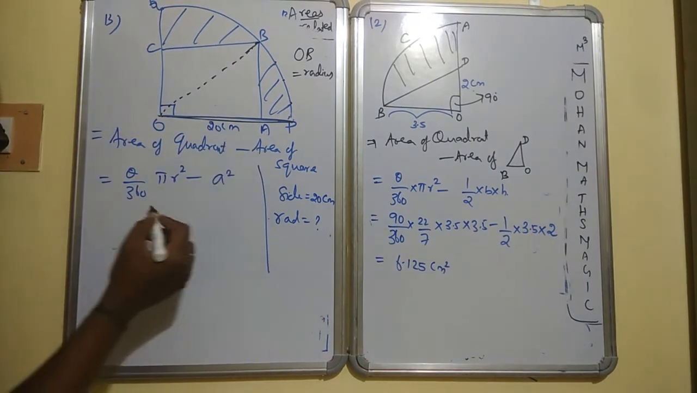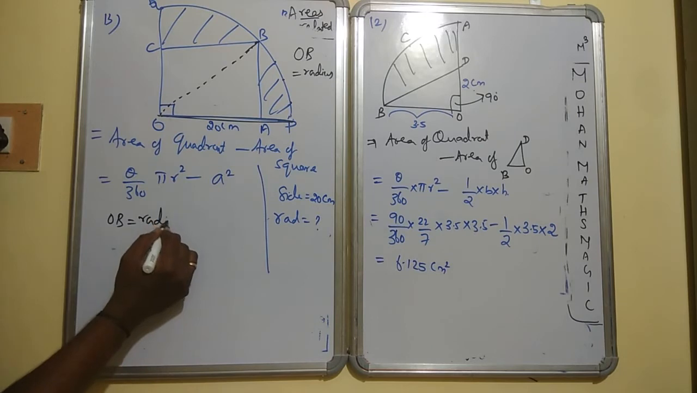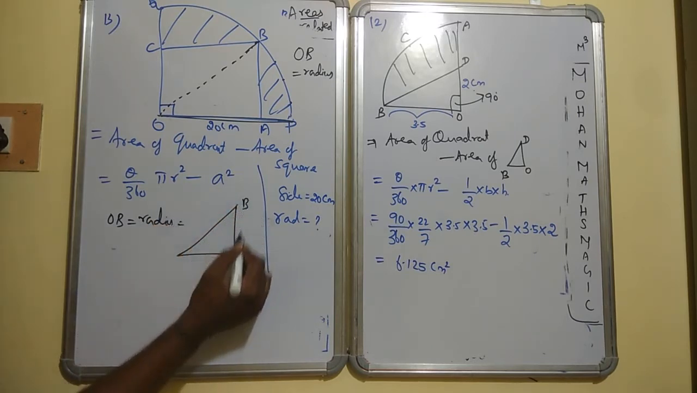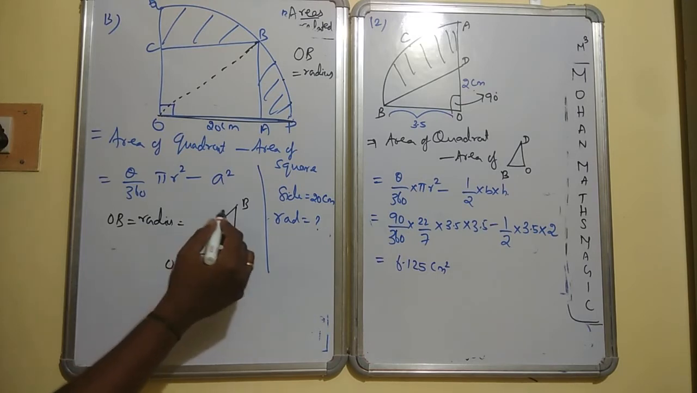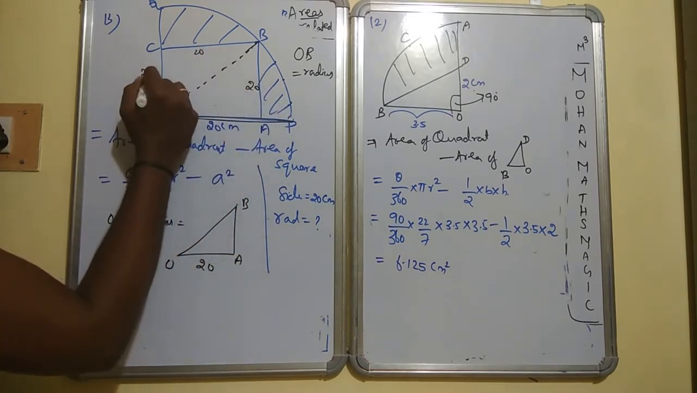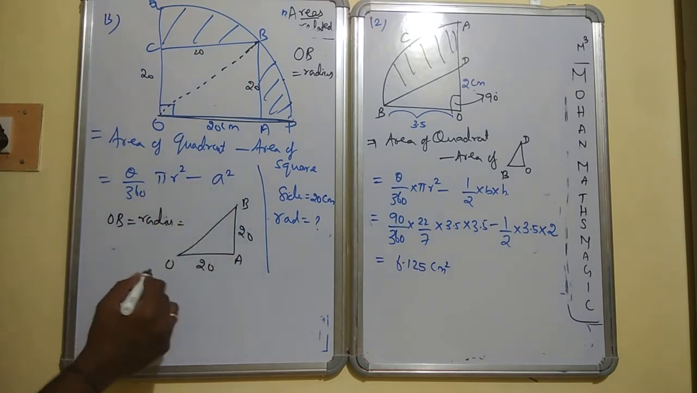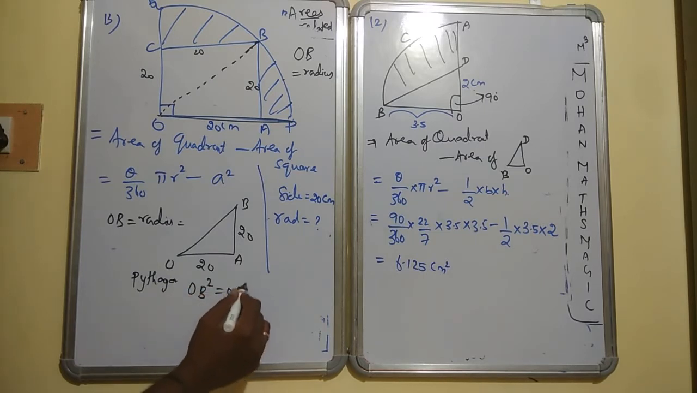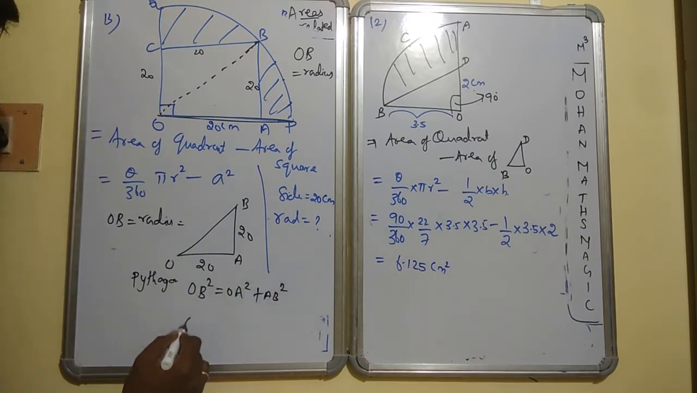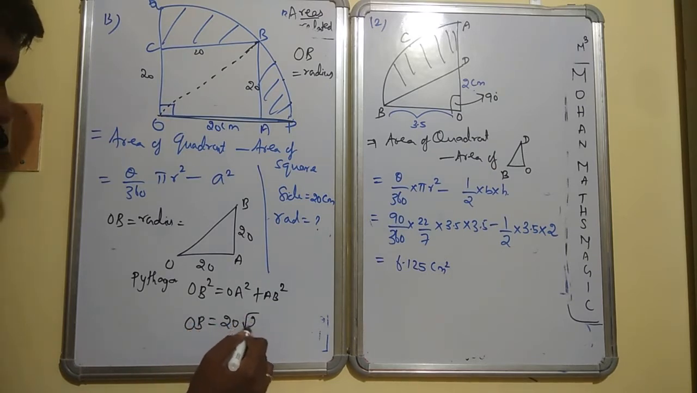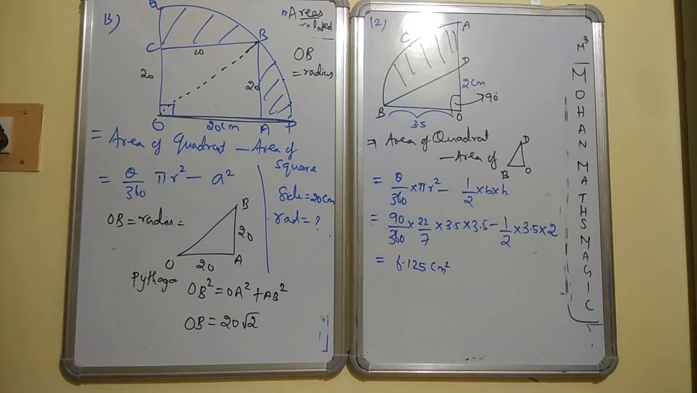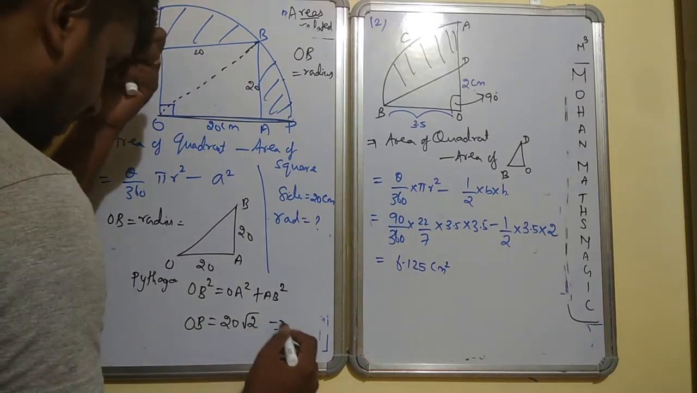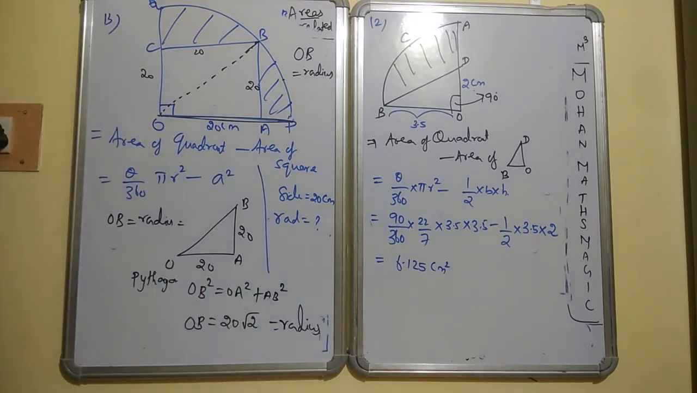We have to find the OB. So OB equal to radius. So that's a right angle, BAO. This is 20. Automatically, all the sides are 20. So definitely use Pythagoras theorem, you will get OB square equal to OA square plus AB square. Therefore OB value you will get 20 root 2. So OB value is 20 root 2. That's a radius, otherwise called the radius of a quadrant.